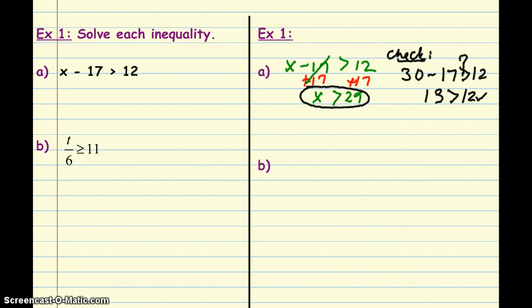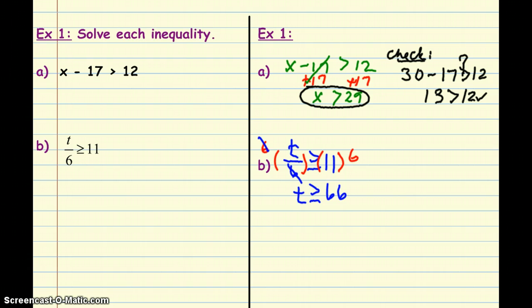If I go on to our next example, we have t divided by 6 is greater than or equal to 11. We need to think, what's the opposite of division? It's multiplication. So I'm going to multiply both sides of our inequality by 6 to get rid of that 6 in the denominator. 11 times 6 is 66. So our solution is t is greater than or equal to 66.